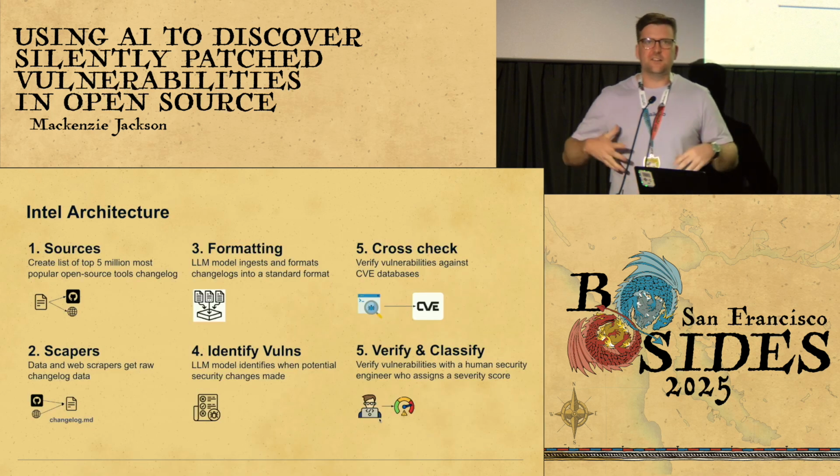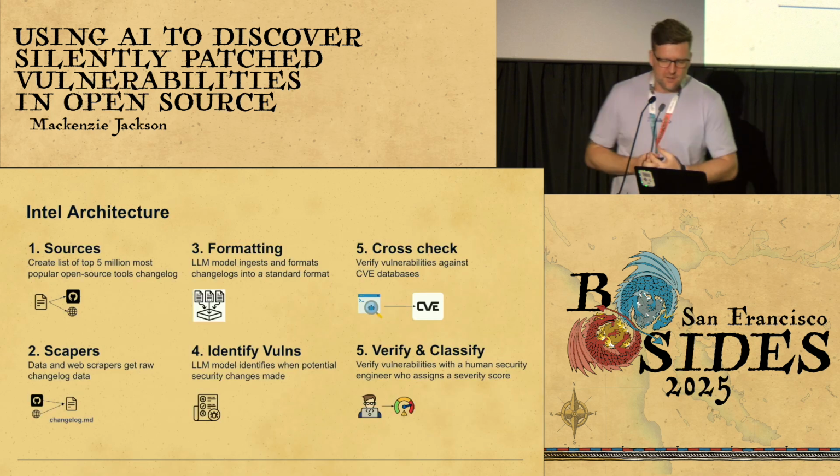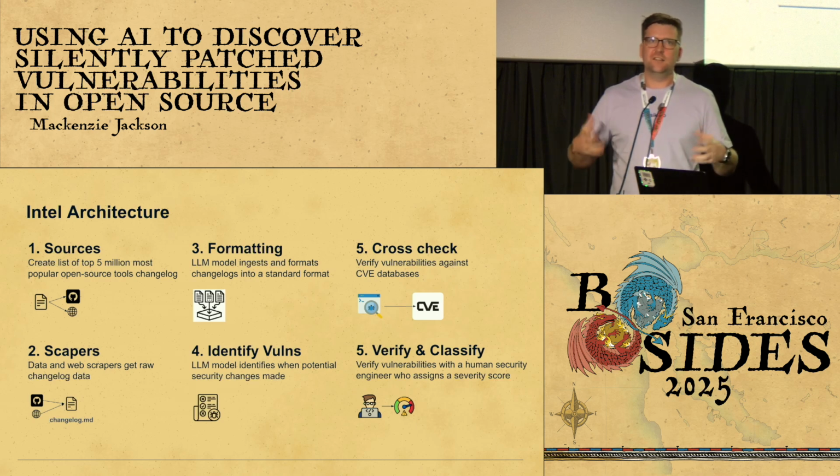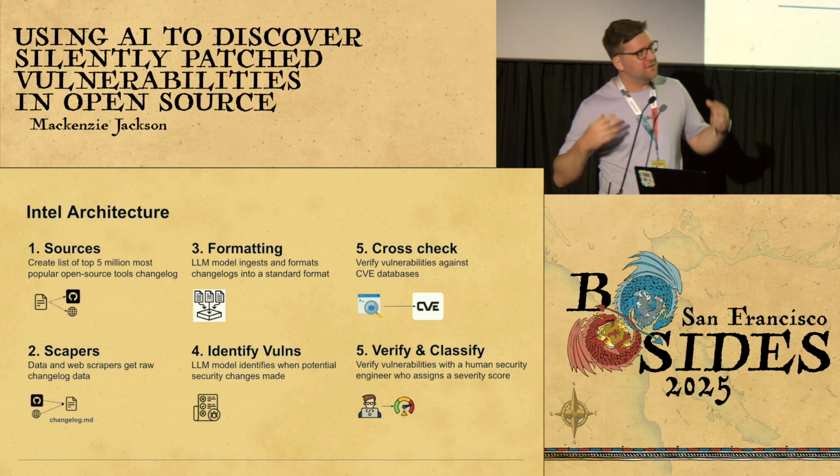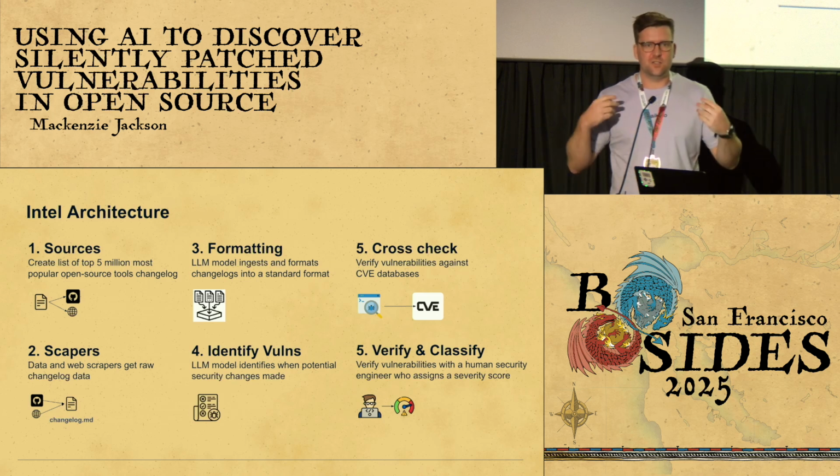So here's the architecture of how we actually did this. First, we created a source, a list of the 5 million most popular open source packages. These are the ones that we really wanted to monitor. Next, we used scrapers to scrape all of the information from that and the change logs.